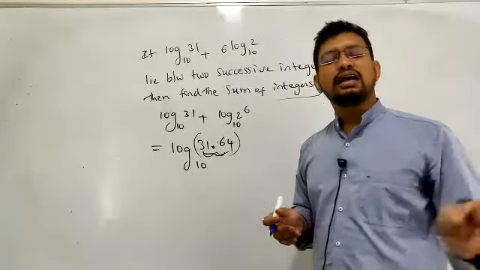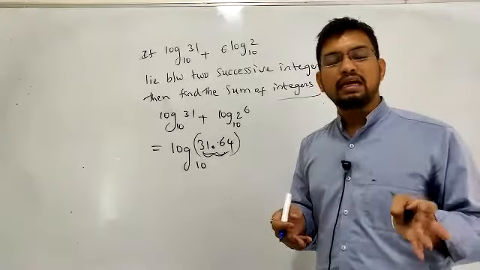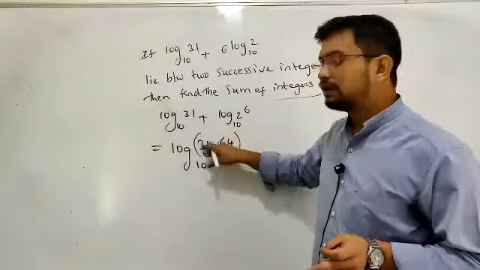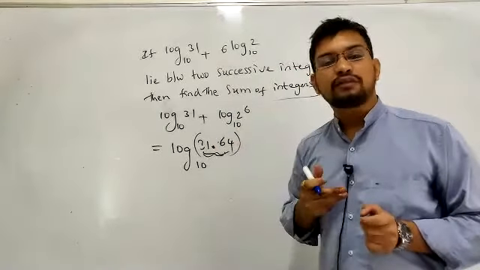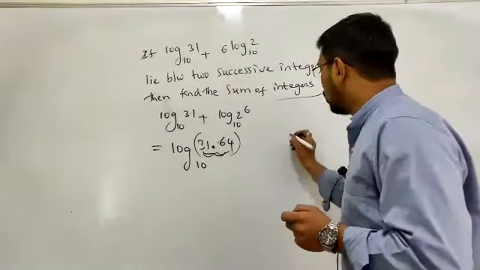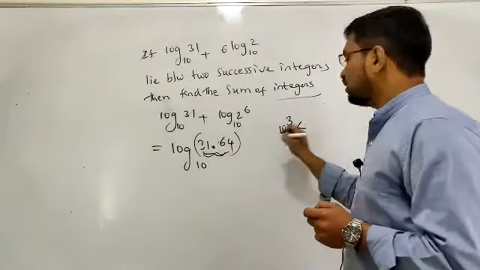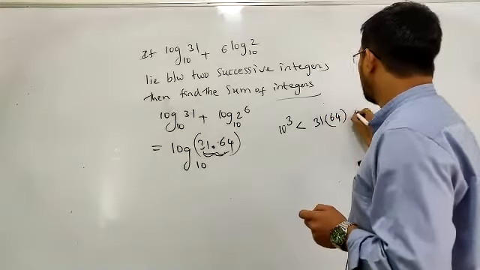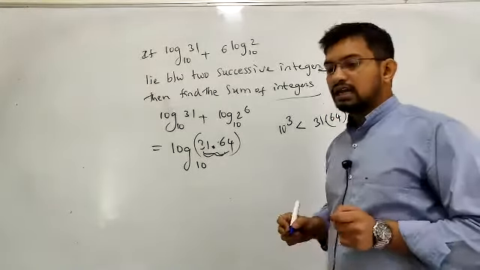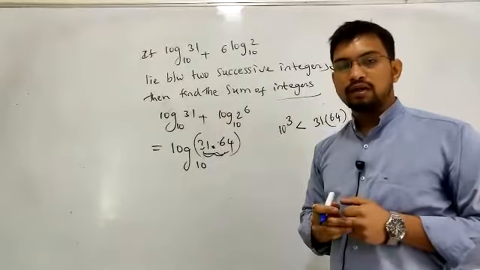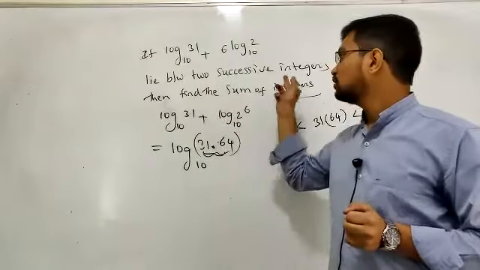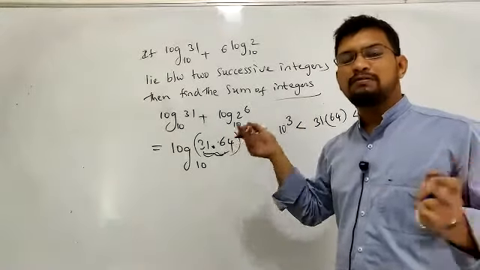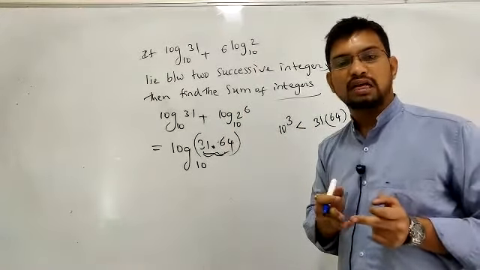Now this 1900, whatever I'm taking, will be lying between what powers of 10? With this number, whatever you got, between what powers of 10 does it lie? So I can write 10 cube, that is 1000, is less than 31 into 64, and this value is less than 10 power 4. See between which powers of 10 it lies. Accurately, the two consecutive successive integers: this is like 1900, which lies between 1000 and 10000, the powers of 10, right?